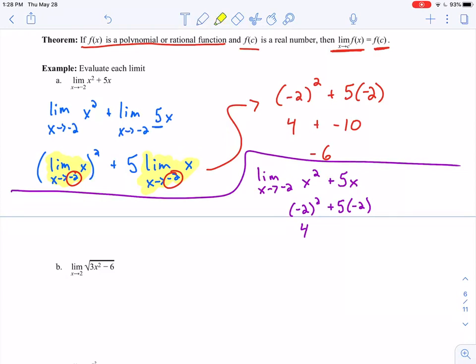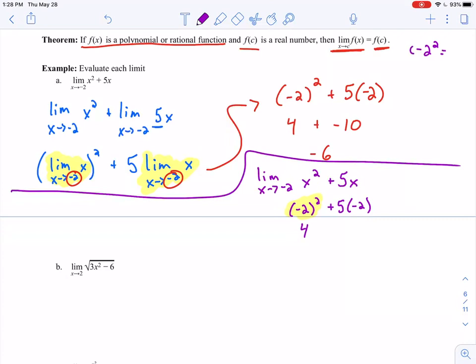Remember, be careful with this guy if you're using a graphing calculator. If you type in -2 squared without parentheses, and let me just do an aside over here, -2 squared really actually says the opposite of 2 squared.